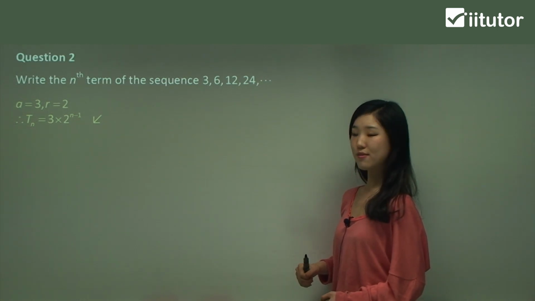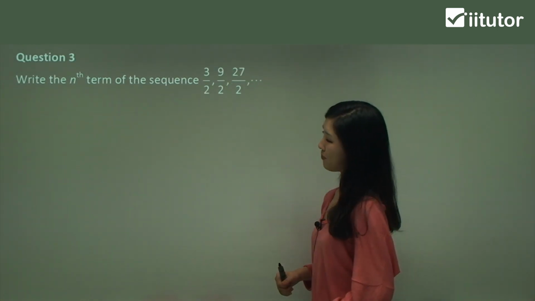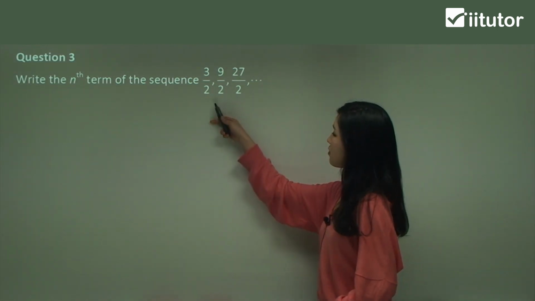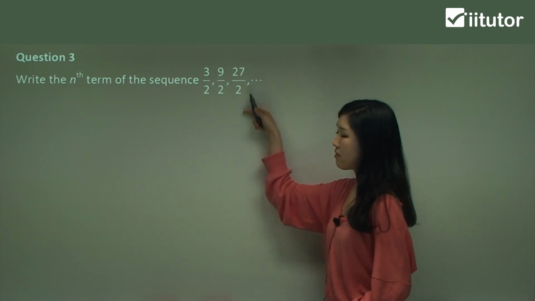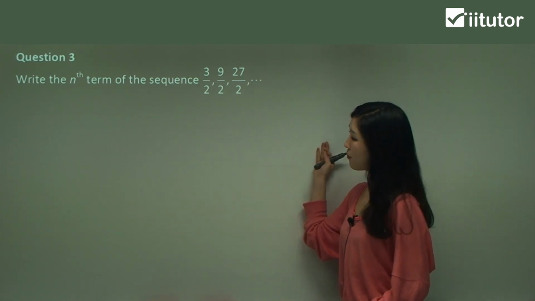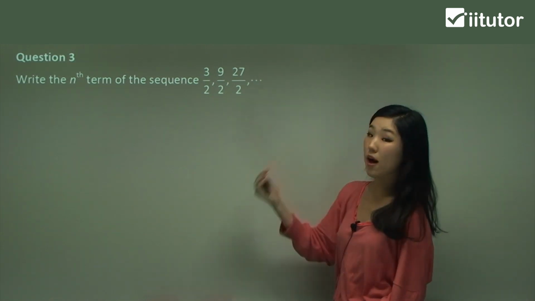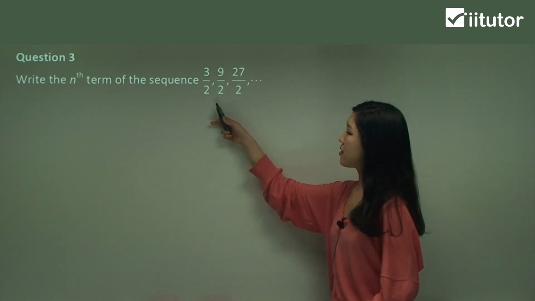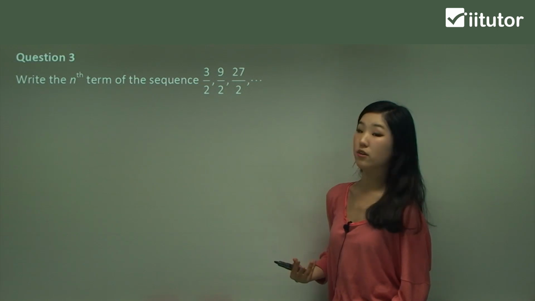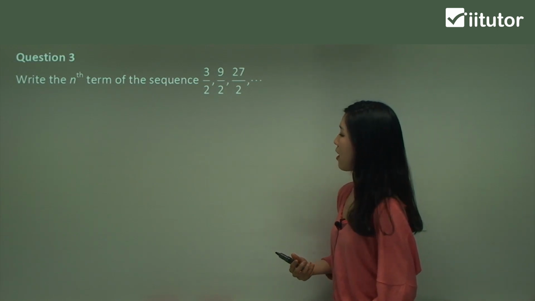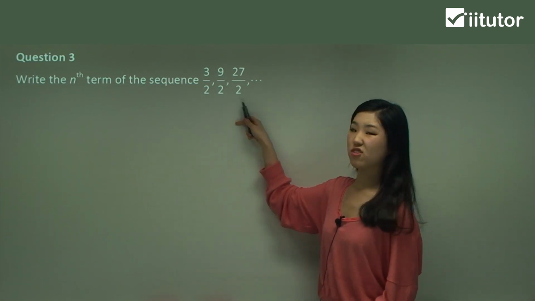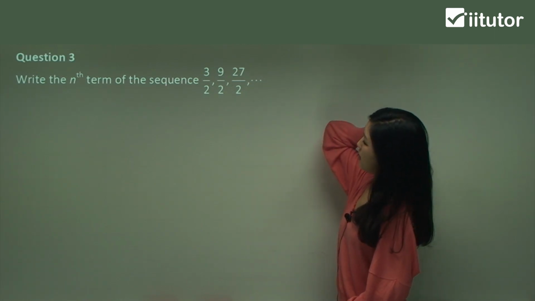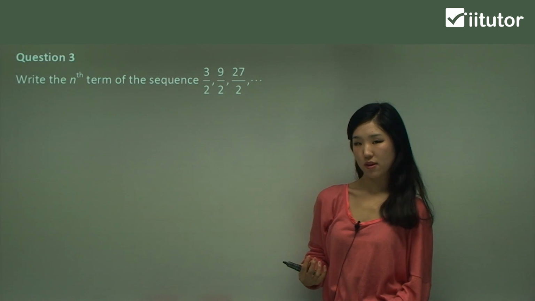So let's move on to question 3. Write the nth term of the sequence 3/2, 9/2, 27/2, etc. Again, it's the same kind of question asking for the nth term. But this time we've got another different geometric sequence. Have a look at this, guys. This time it's fractions. I don't really like fractions, but let's see what the first term and the common ratio are again.